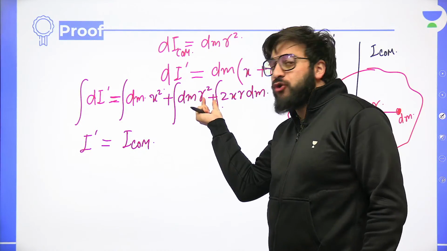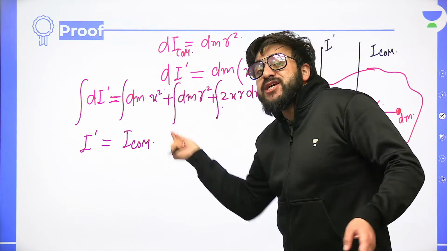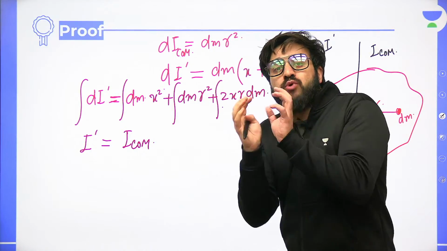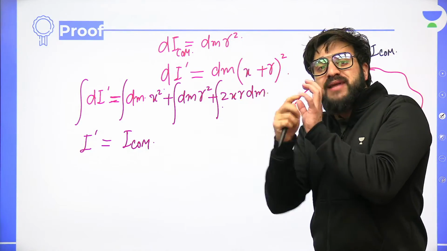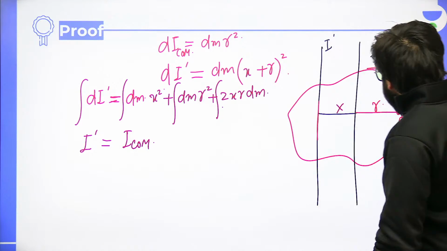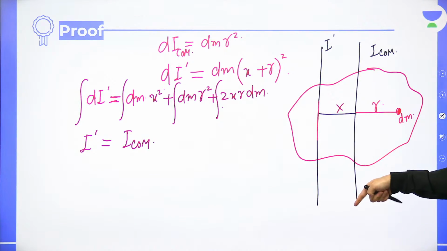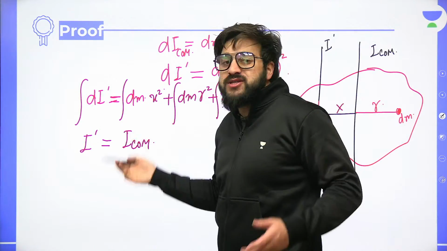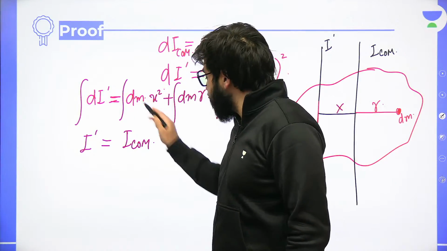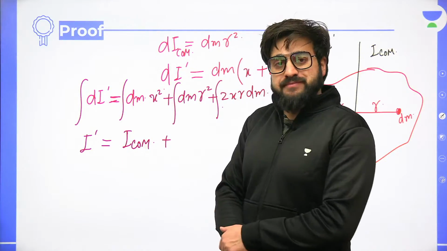When you put dicom over here, integration of dicom, that is the small moment of inertia. Integration of that small moment of inertia about this axis gives you the total moment of inertia about the center of mass, that's ICOM. Plus, what about this one?